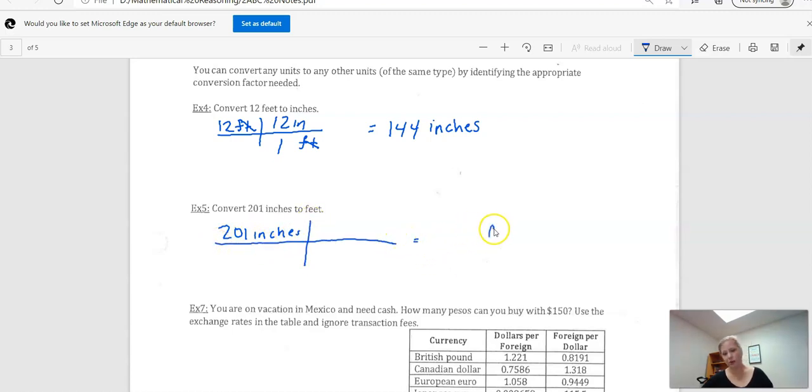I want my answer to be in feet. So guess what? I need whatever's down here to be inches and feet to go on the top. So how many inches are in a foot? There are 12 inches in 1 foot.